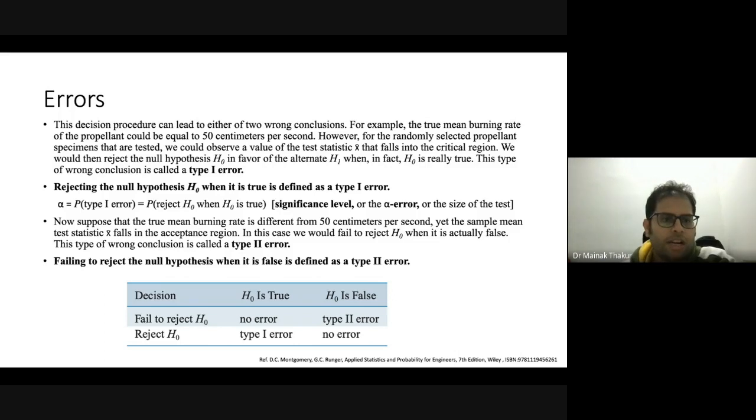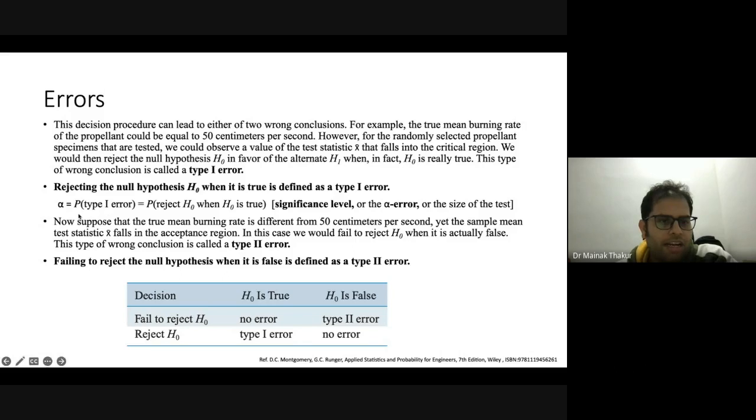So what is type 1 error? Rejecting the null hypothesis H naught when it is actually true is defined as a type 1 error. Now, we never know what is true, but we can calculate the probabilities. The probability of making a type 1 error can be calculated.